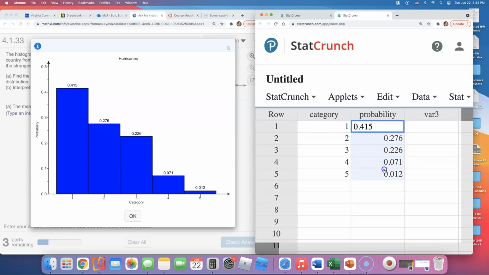These probabilities add up to 1, right? None of them are negative. Everything is smaller than 1. So this is a probability distribution.